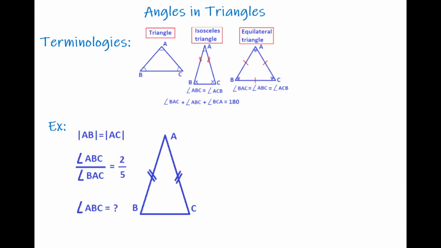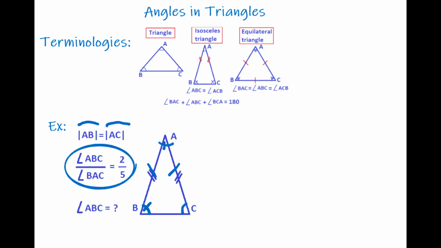In this question, two lengths are given to us as equal. AB is equal to AC. That means these lines are equal to each other. And if this is the case, then our triangle is the isosceles triangle, which means that those angles are equal to each other. Also, we are given here that angle ABC, which is angle B, which is this angle, is divided by angle BAC, which is right here, which is angle A, and the ratio of those angles is 2 divided by 5.